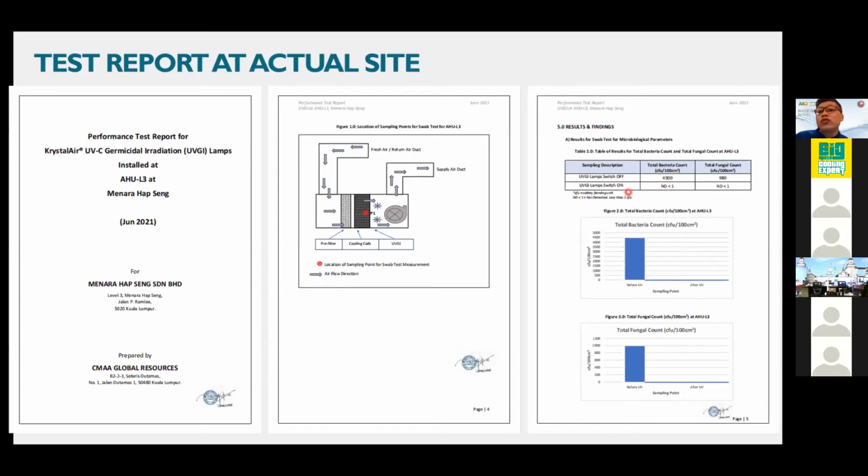After the UV lamp is switched on, ND means not detected, right? So over here is for fungal count. So 980. Then after the UV lamp is turned on, it's not detected as well.